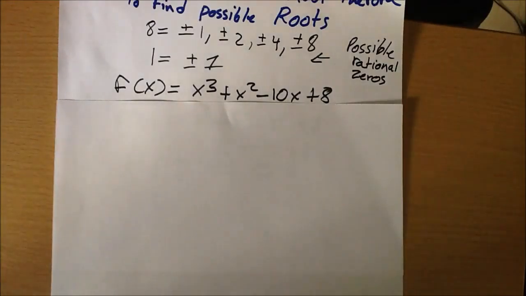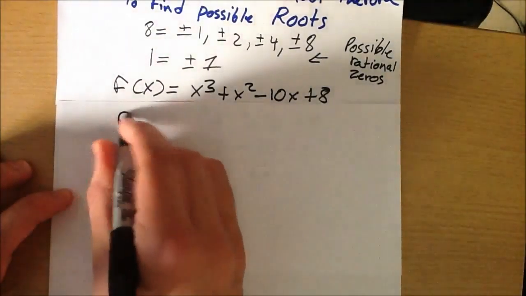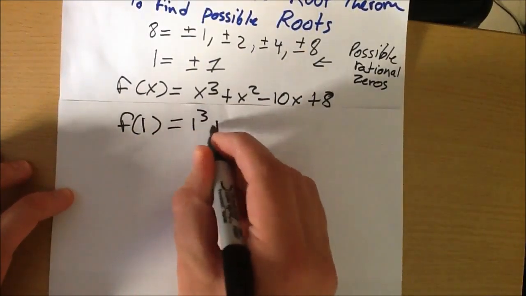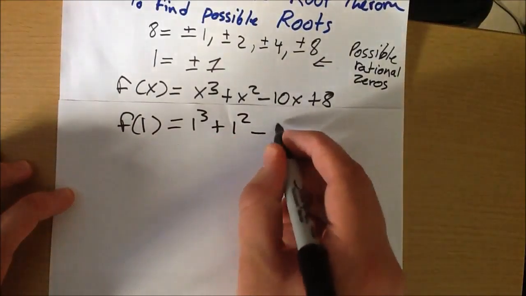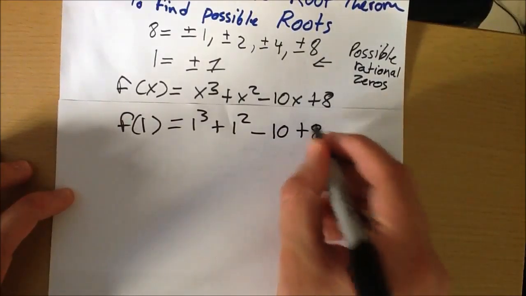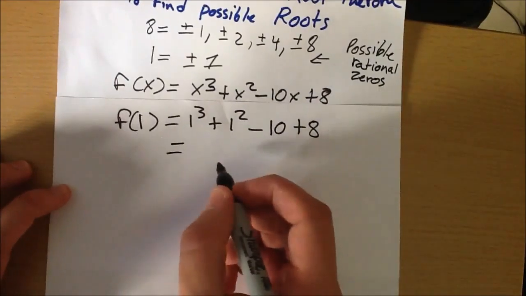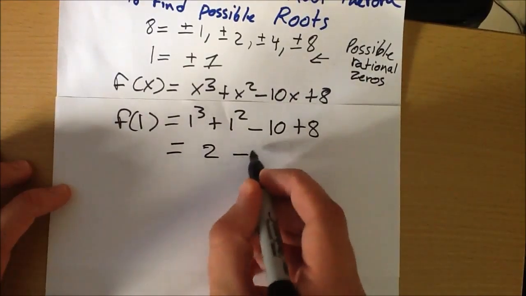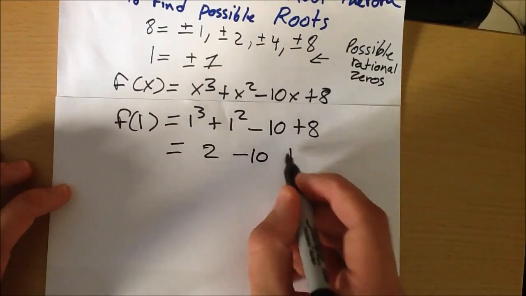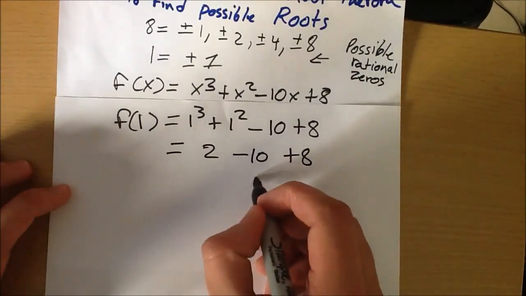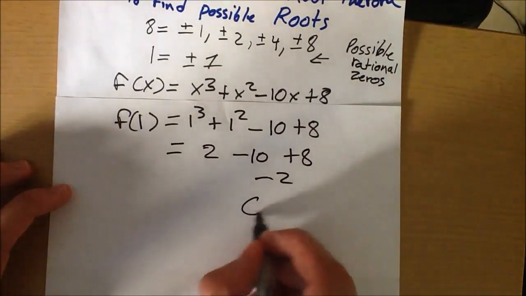So since 1 is a possible rational zero, we can plug that in for x. So f of 1 equals 1 to the third plus 1 squared minus 10 times 1, which is 10, plus 8. 1 to the third is 1 and 1 squared is also 1, so that would be 2, minus 10 plus 8. 8 plus minus 10 would be negative 2. 2 minus 2 is 0.